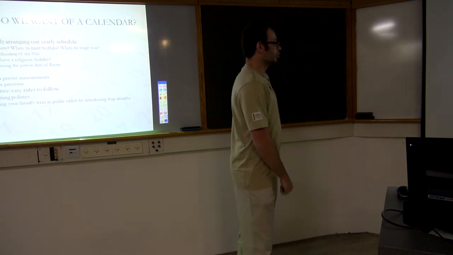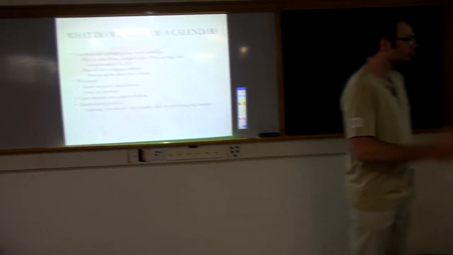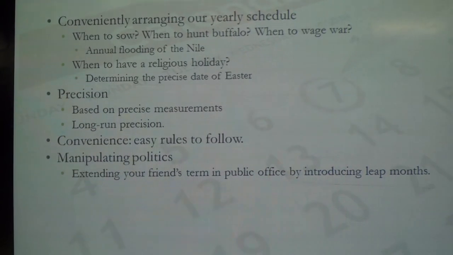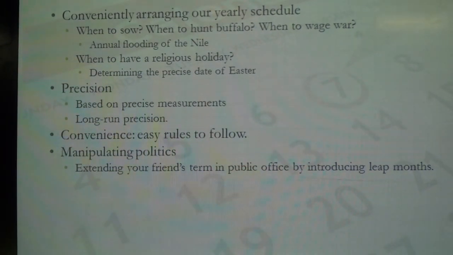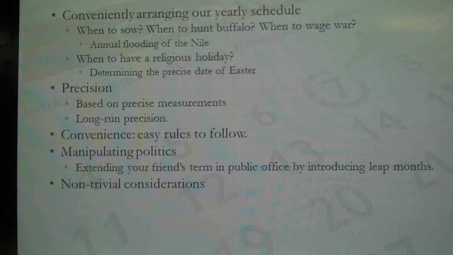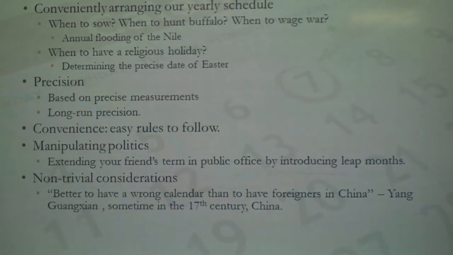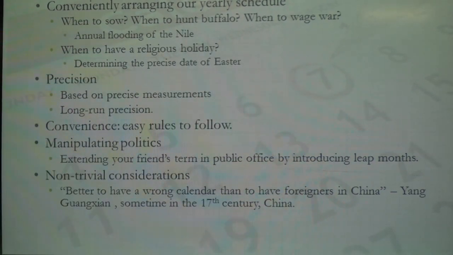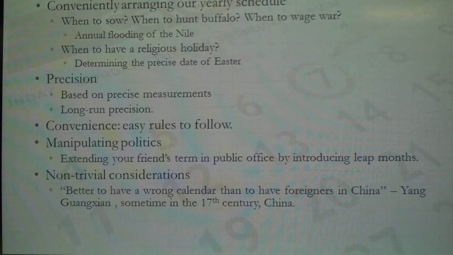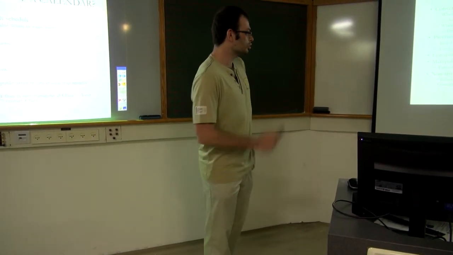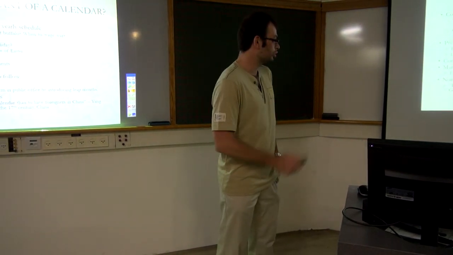One more thing that you could want is to manipulate politics. For instance, you could extend your friend's term in office by introducing extra months into the year. That was very common in Rome for a while, so you could use that as a political tool. And there are some other non-trivial considerations. For instance, there is a quote attributed to an emperor saying that it is better to have a wrong calendar than to have foreigners in China. So if that is your cost-benefit judgment, and you prefer no foreigners in China, you're willing to pay the price. Perhaps this is strategy, but it is not the kind of consideration that you would normally take.